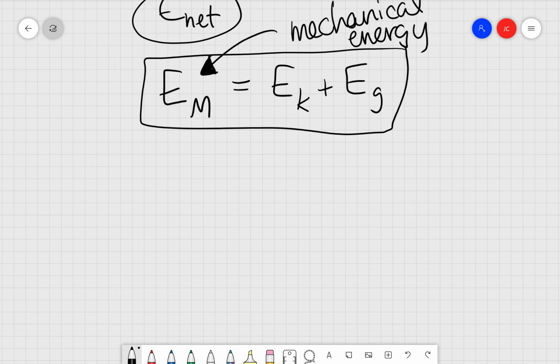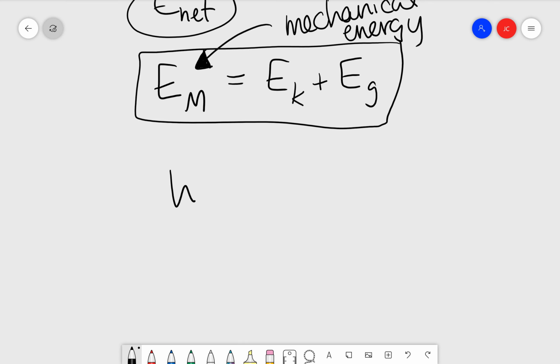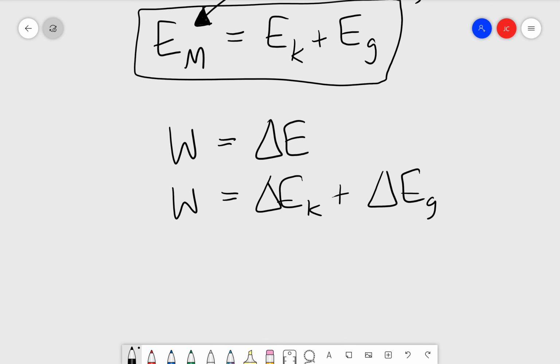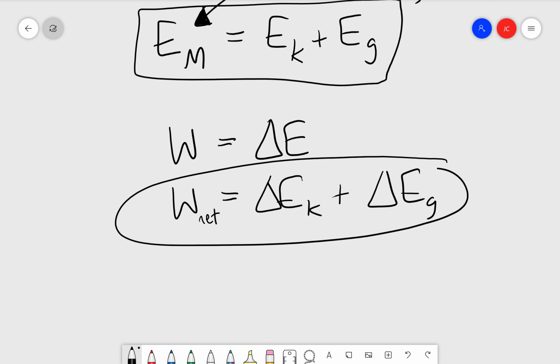And because we're mostly going to be dealing with this mechanical energy, we can conclude that, remember how work equals delta E? So the total work is equaling the total change in energy. Well, we can conclude that work is going to equal delta EK plus delta EG. And this would be the net work. And this is going to become very important because basically in these systems that we're analyzing in the next video with our law of conservation of energy, we're just going to be focusing on kinetic and gravitational and how they exchange. And that's really the focus.